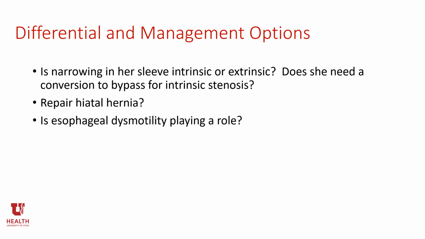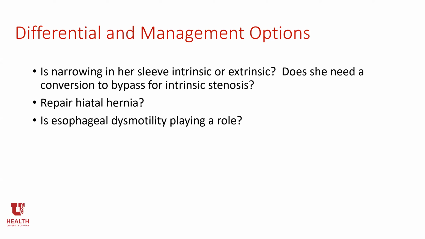And so, the questions I asked myself: is this narrowing that the radiologist felt like they saw on her sleeve intrinsic or extrinsic? I can appreciate it myself on the upper GI, but I don't really appreciate it endoscopically. Did I create a problem with her sleeve? Does she need to convert to a bypass for some intrinsic stenosis? Or should I just repair her hiatal hernia, which would be nice. She could keep taking her NSAIDs. Also, is esophageal dysmotility playing a role?